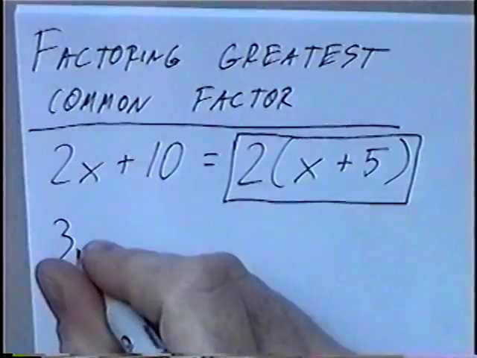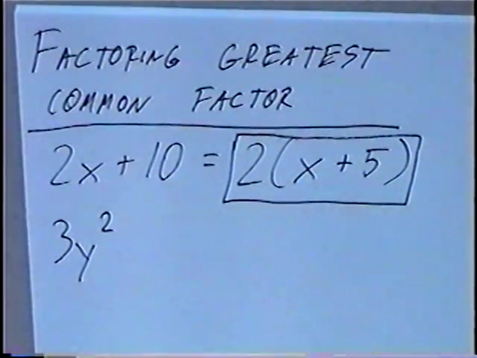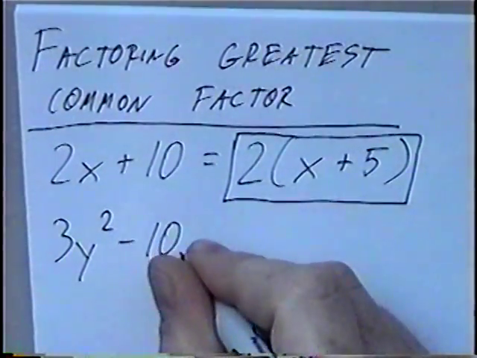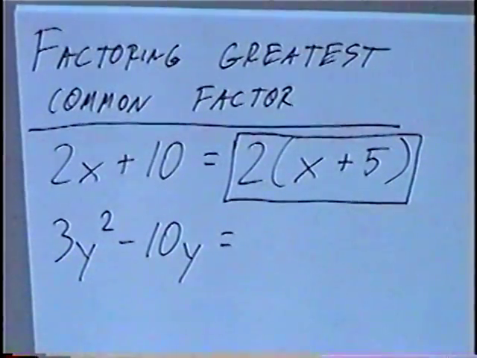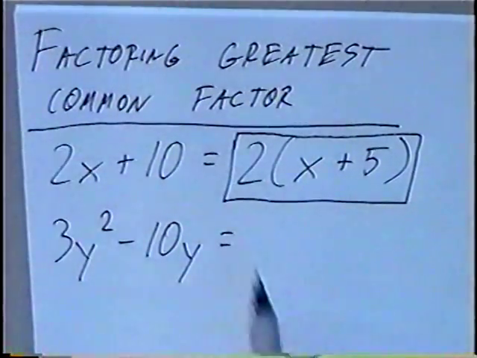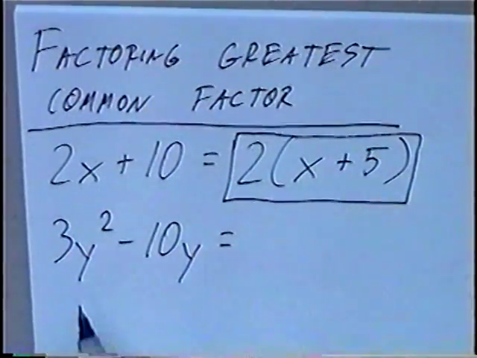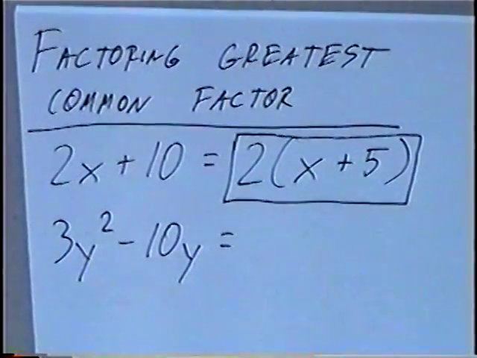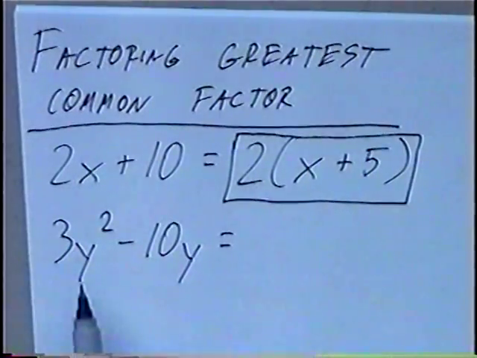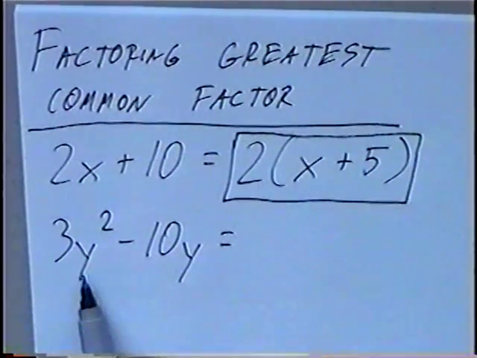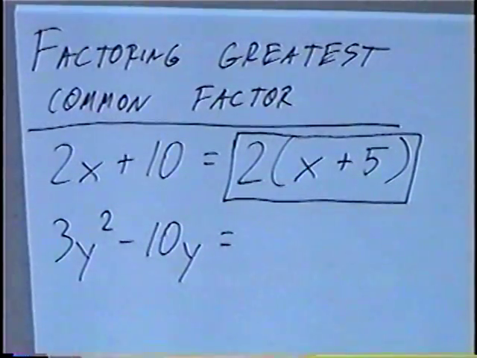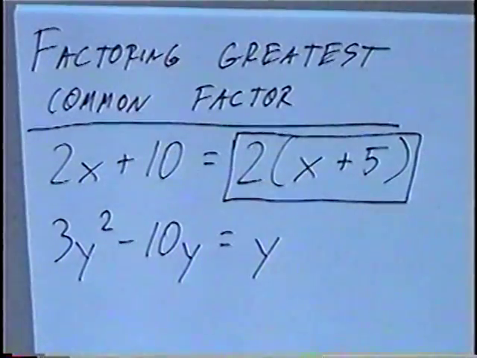Second question, 3y to the second power minus 10y. Again, factoring out the greatest common factor, also known as the GCF. Looking at the two numbers in this question, we have a 3 and a 10. There is no number besides 1 that divides into 3 and 10, but both terms have the same variable, both terms have a y, so we can factor out where the GCF would be y.